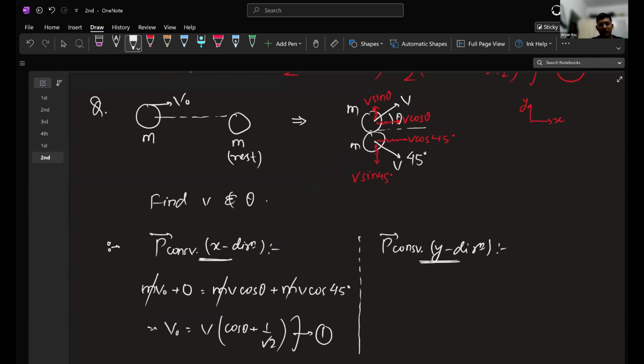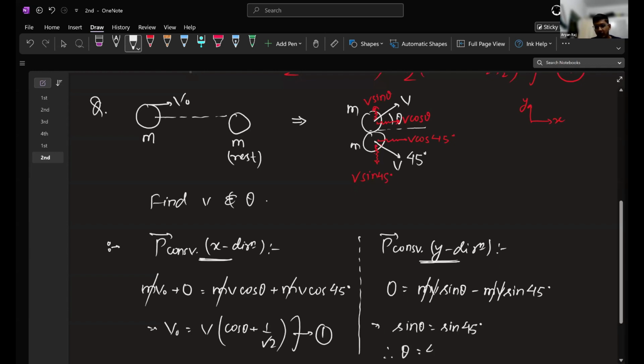Okay. Now if I apply momentum conservation in the y direction, what is it going to be? Initial y momentum would be 0, equal to m v sin theta minus m v sin 45 degrees. That's right. Again m will be cancelled out, and v would also be cancelled out. So we get sin theta equal to sin 45 degrees. It means theta is equal to 45 degrees. One of the results we have already got.